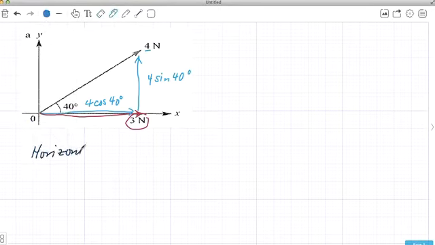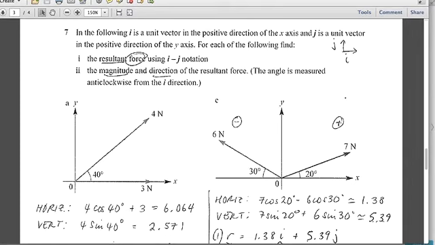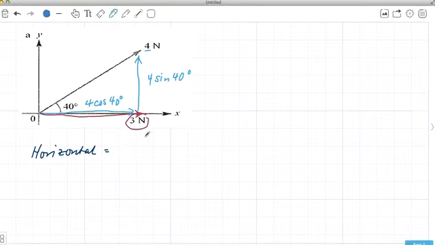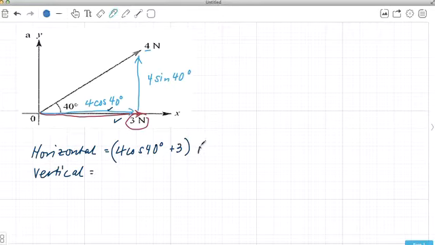And you can see in this question we're being asked, in the following, find the resultant force in i, j notation, and then find the magnitude and the direction. So we're looking at horizontally, you've got 4 cos 40 degrees plus 3, because that's the blue one plus the red one. And then vertically, the force you've got is 4 sin 40, and it's newtons.